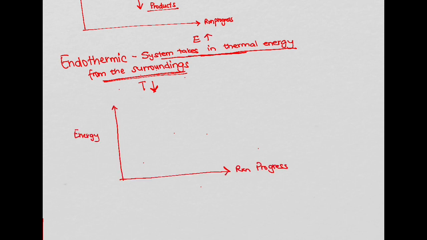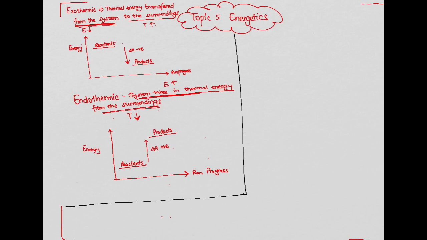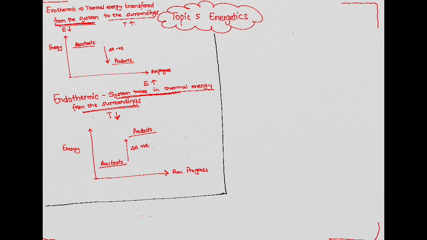So when you draw the energy profile diagram for an endothermic reaction, the energy of the system is going to go up. So if this is reactants, this is going to be products. And delta H is going to be positive. So for the core section, this is the only part that you have. Whatever I'm going to write now is going to be for the extended part.